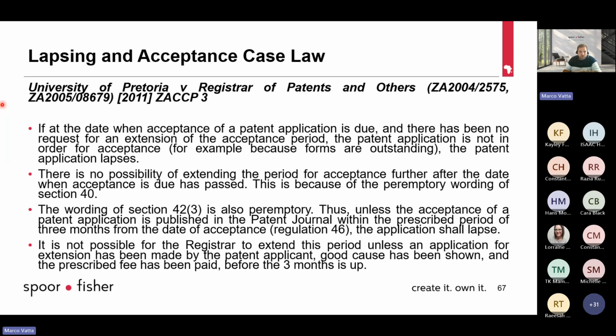Interestingly, then the court said that it is not possible for the registrar to extend this period unless an application for the extension has been made by the applicant, good cause has been shown, and the prescribed fees have been paid before the 3 months is up. So very similar to what they held regarding the acceptance deadline of 18 or 12 months, that request must have been made before the expiry of the 3 months.